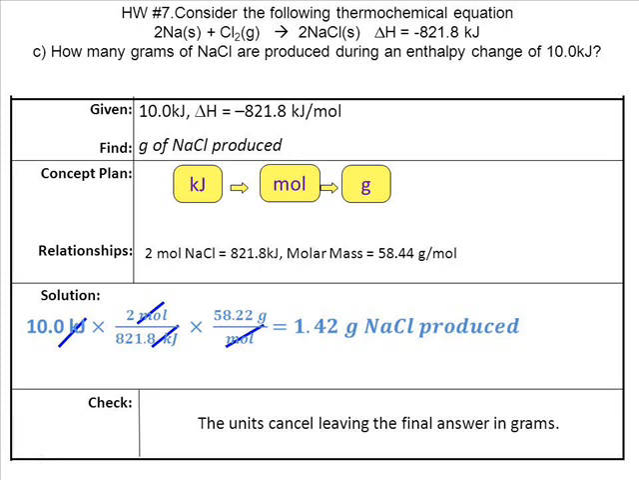Now we simply implement the conceptual plan, where we take the kilojoules we're given, which is 10. We multiply that by inverting our relationship of 821.8 kilojoules per 2 moles of sodium chloride. And lastly, we multiply that by the molar mass of sodium chloride, which ultimately gives us 1.42 grams of sodium chloride produced. Your units should also cancel out, with kilojoules and moles canceling, leaving grams, so the final answer is in grams.